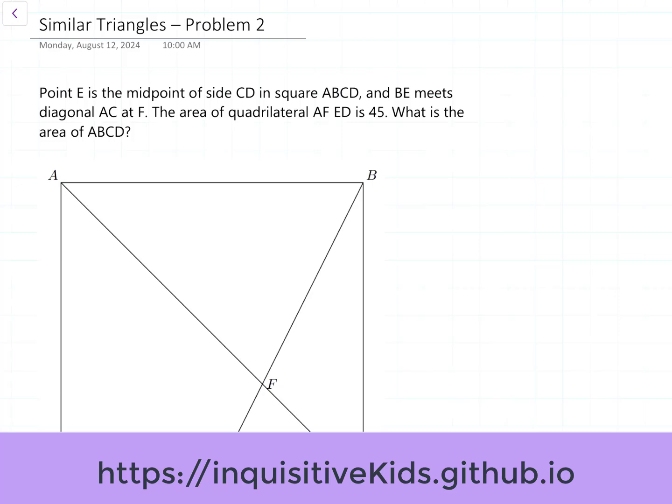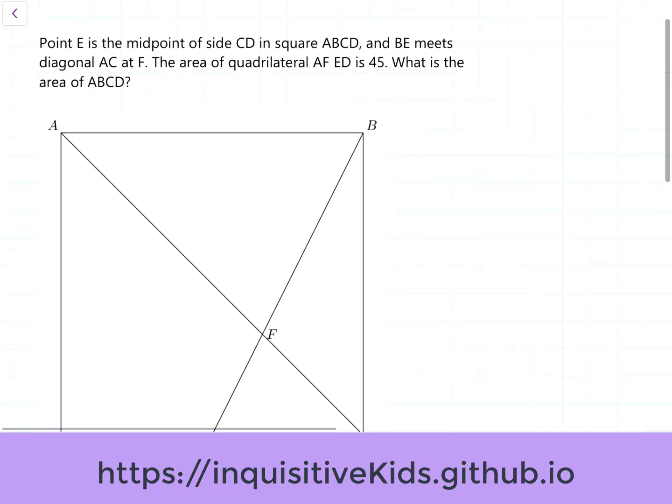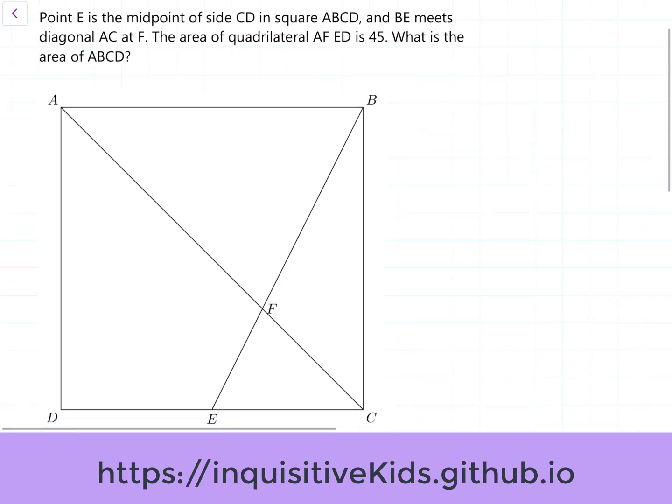Here is problem 2. Point E is at the midpoint of side CD in square ABCD, and BE meets diagonal AC at F. The area of quadrilateral AFED is 45. What is the area of ABCD?